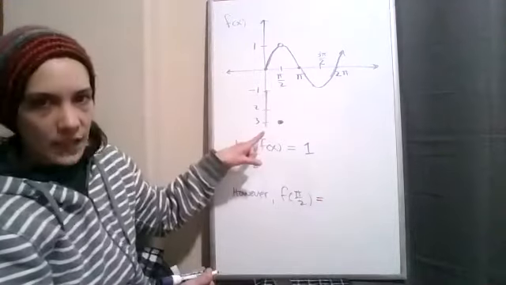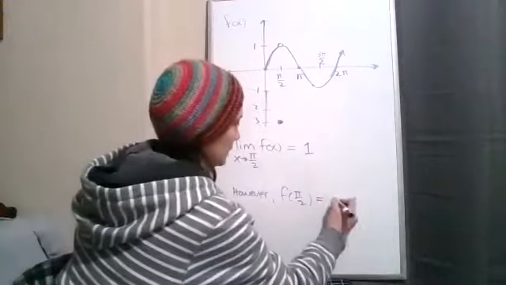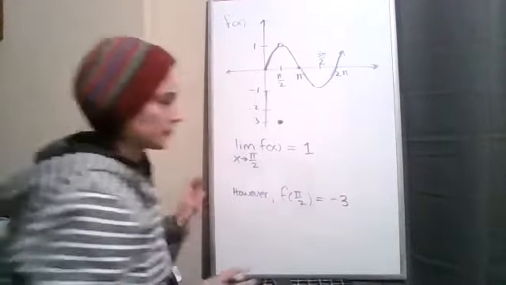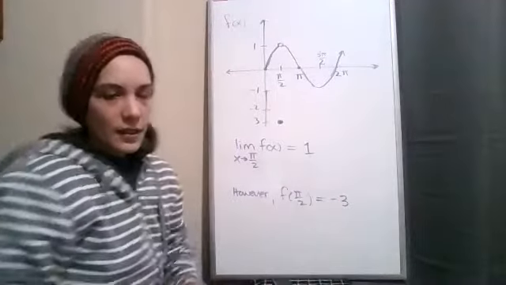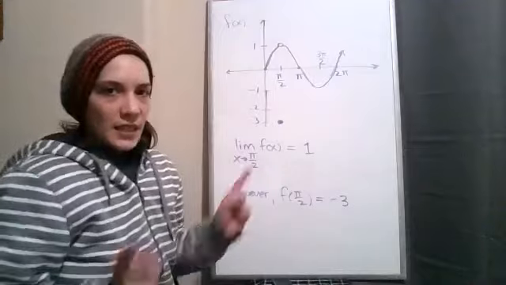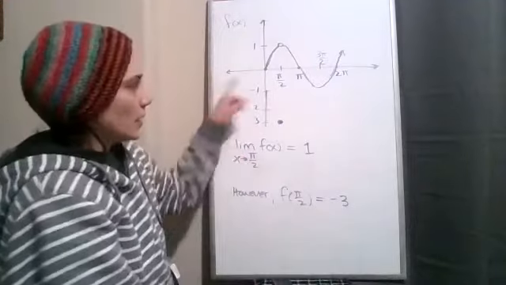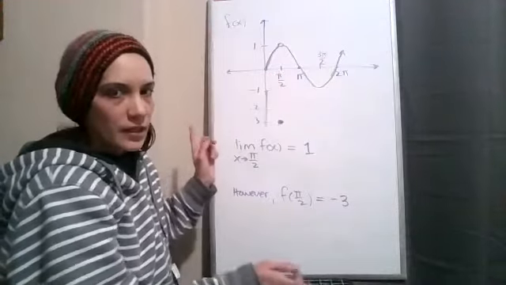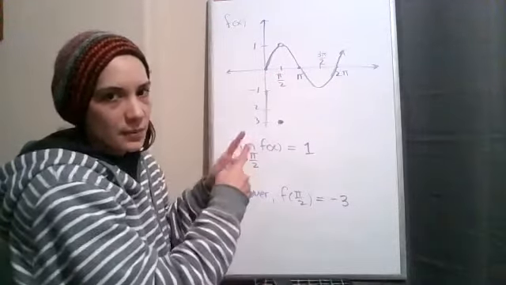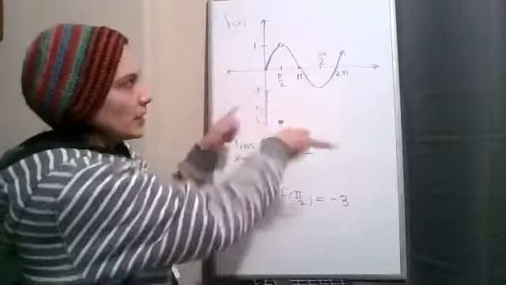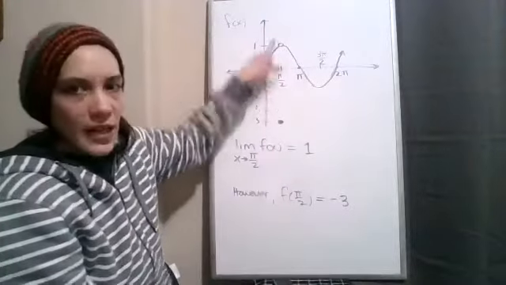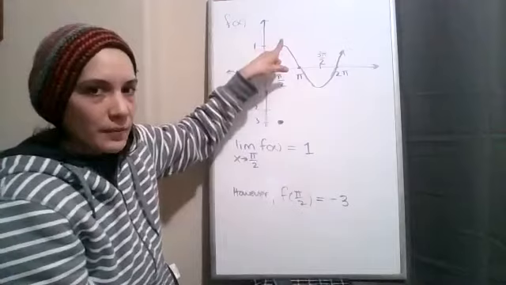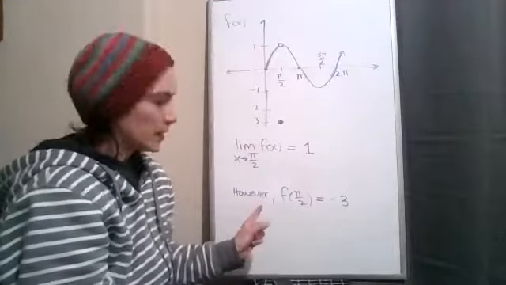But f of pi over 2 is not equal to 1. It's equal to -3. So it's possible that the limit exists and is equal to the actual output of that point, or the limit doesn't exist, or your limit exists, but it just doesn't match the actual output at that point, which happened here.